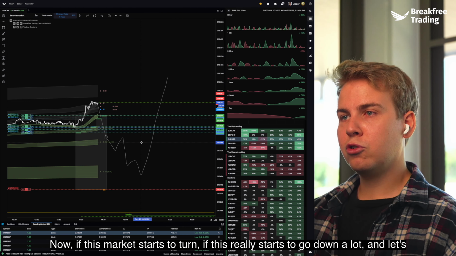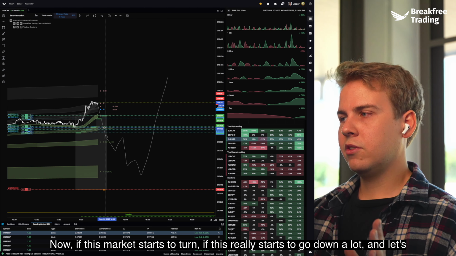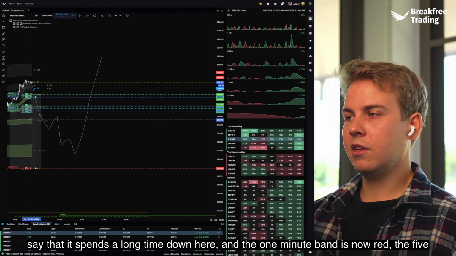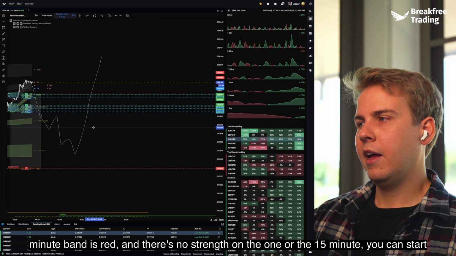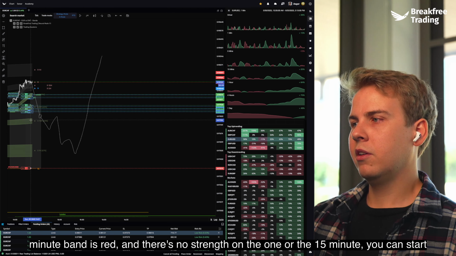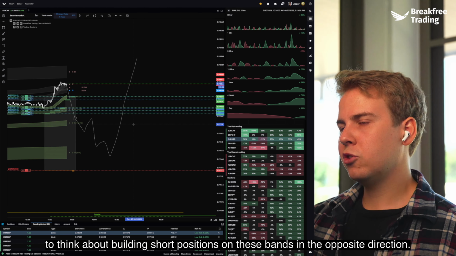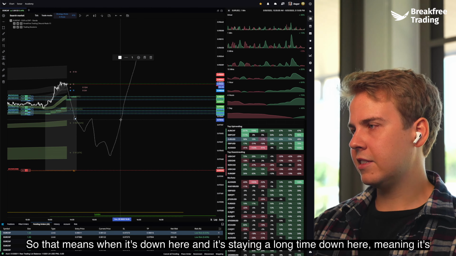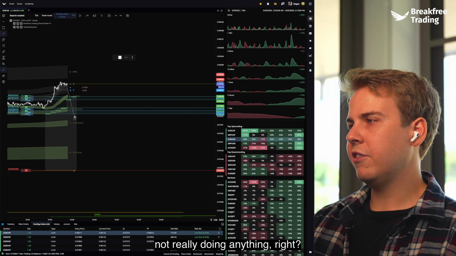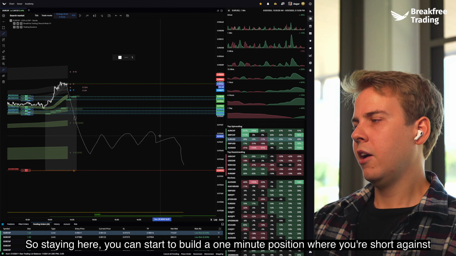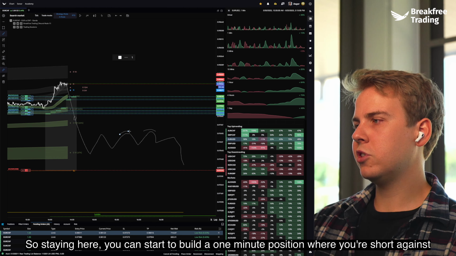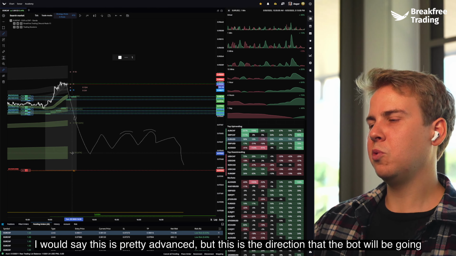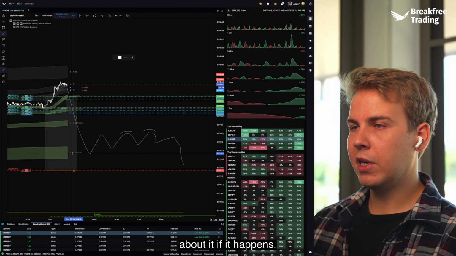Now, if this market starts to turn, if this really starts to go down a lot, and let's say that it spends a long time down here, and the 1 minute band is now red, the 5 minute band is red, and there's no strength on the 1 hour or the 15 minute, you can start to think about building short positions on these bands in the opposite direction. So when it's staying a long time down here, meaning it's not really doing anything, you can start to build a 1 minute position where you short against these bounces, because the trend has already changed. I would say this is pretty advanced, but this is the direction that the bot will be going if it happens. But again, it shouldn't happen.